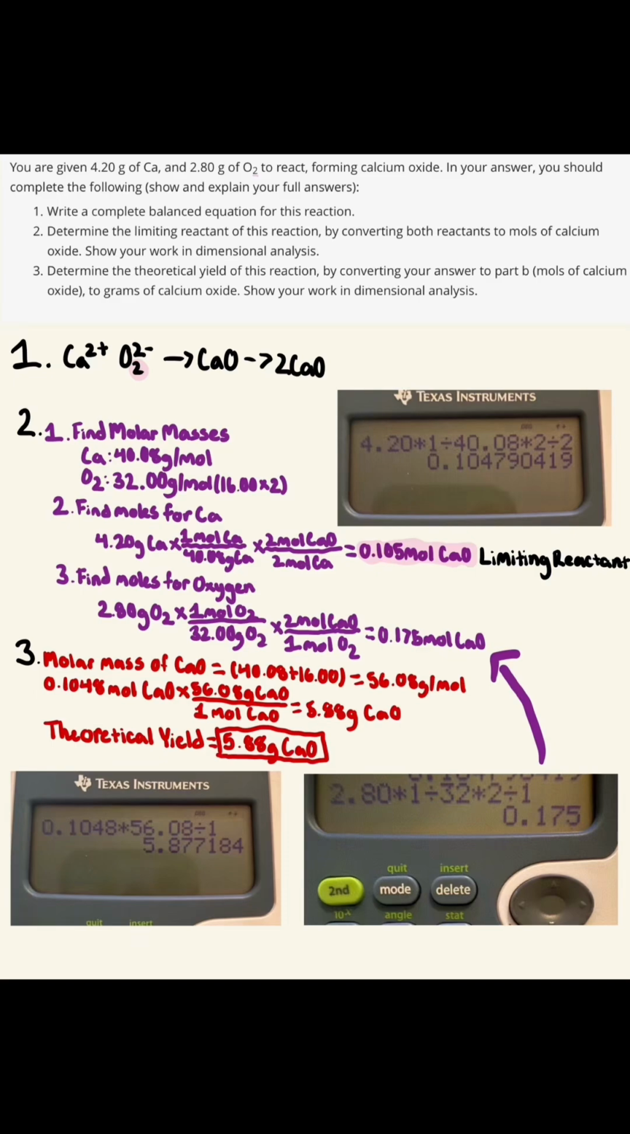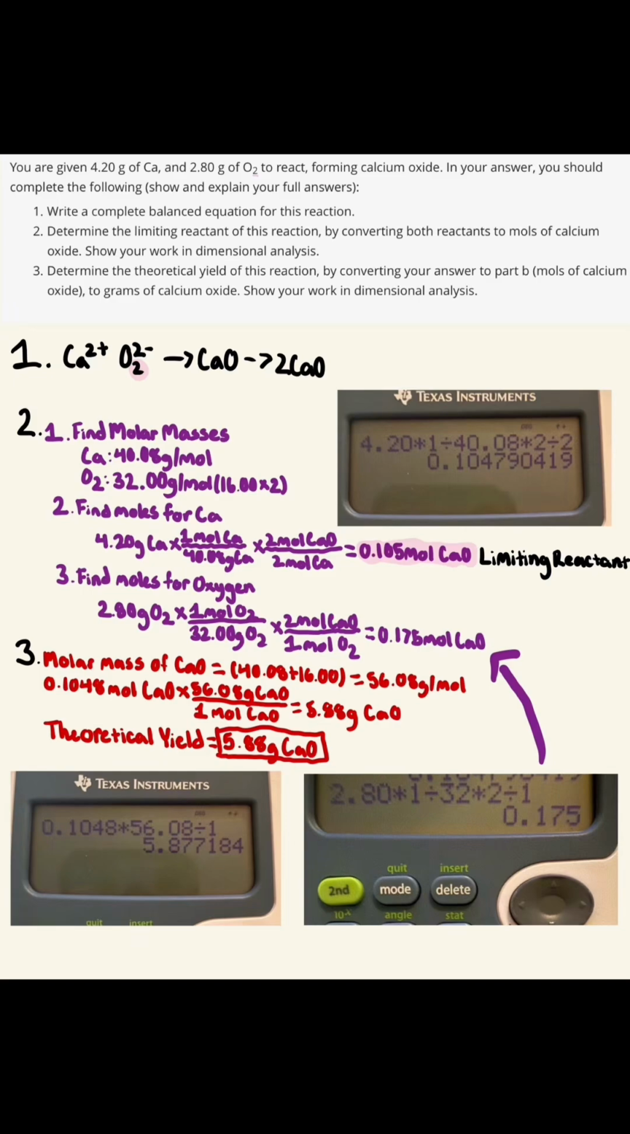And then for the next step, I took that starting amount given, which was 2.80 grams of oxygen, and then I multiplied that by 1 mole and divided that by the molar mass of 32 grams. And then I multiplied that by 2 moles of calcium oxide over 1 mole of oxygen. And then once again, I rounded my sig figs to 3 significant figures. So I got for the moles of oxygen was 0.175 moles of calcium oxide. And that purple arrow was pointing up from what I put into my calculator.